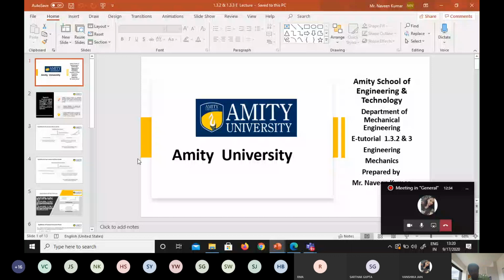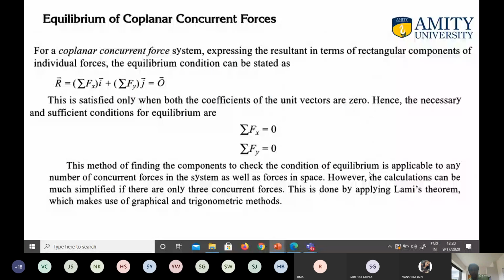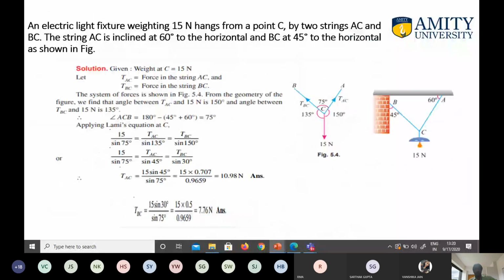Till now we have discussed the basic part, that yesterday how to solve the numericals. Now I will be doing one more numerical for you. See this numerical. You can see the statement of this numerical.